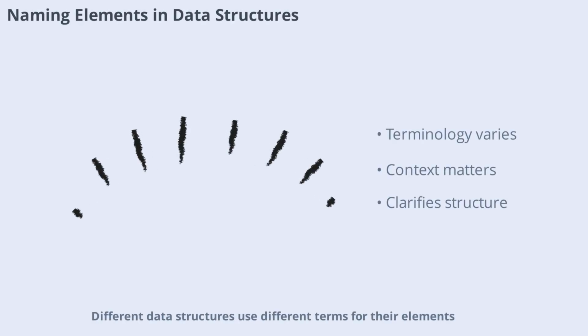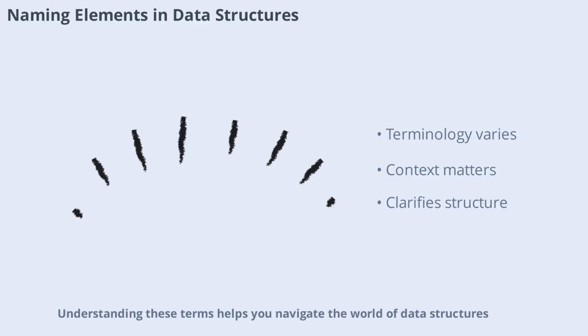Different data structures use different terms for their elements. You might hear data element, record, node, or data object, depending on the context. For example, record is used for files while node is common in linked lists, trees, and graphs. Understanding these terms helps you navigate the world of data structures.